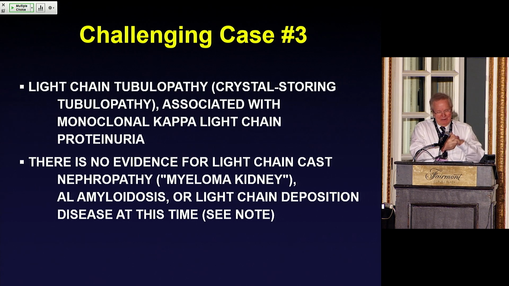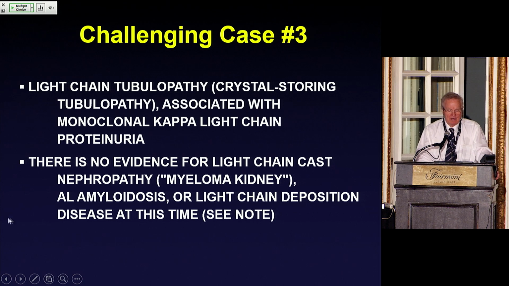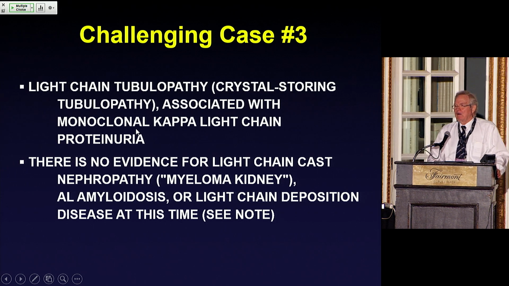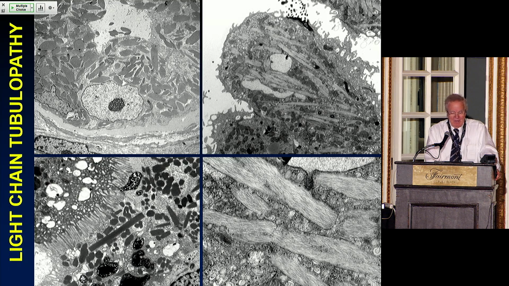Sometimes, initially, we called them crystal storing tubulopathy because it looks like a storing disease. In this case, associated with monoclonal kappa light chain proteinuria. So if you think that the only complication from a myeloma or a lymphoproliferative disorder is AL amyloid, this is when the preconceived notion of what the patient should have gets in the way of making an objective diagnosis. Here, the forest that was missing was the tubular pathology, which is very abnormal.